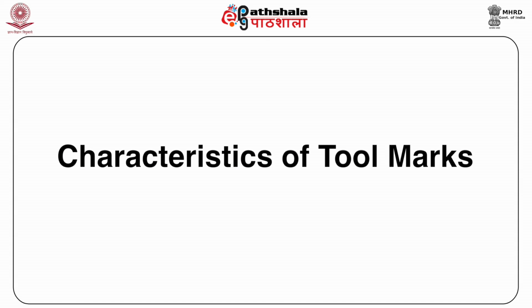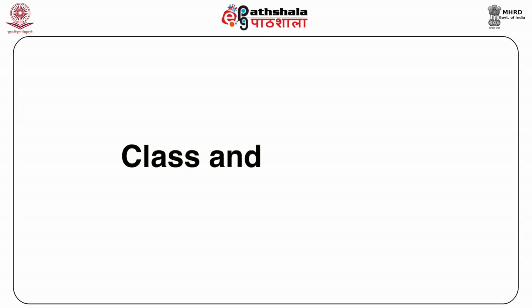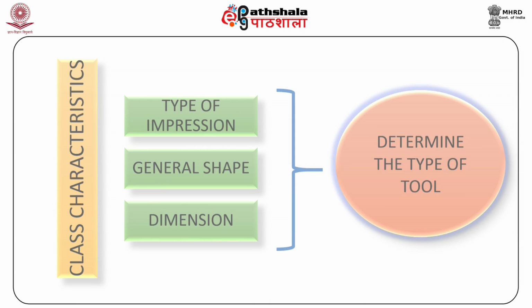Tool marks have two different kinds of characteristics. These are class and individual. Starting with class characteristics, these types of characteristics of a tool mark include the type of impression, its general shape and dimensions. These characteristics are typically the broad characteristics from which the crime investigator can determine what type of tool created the impression and how it was created.